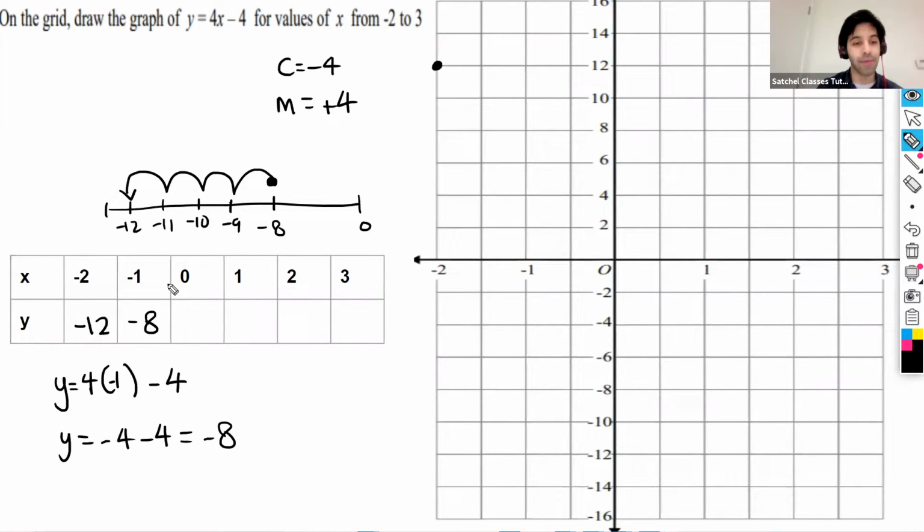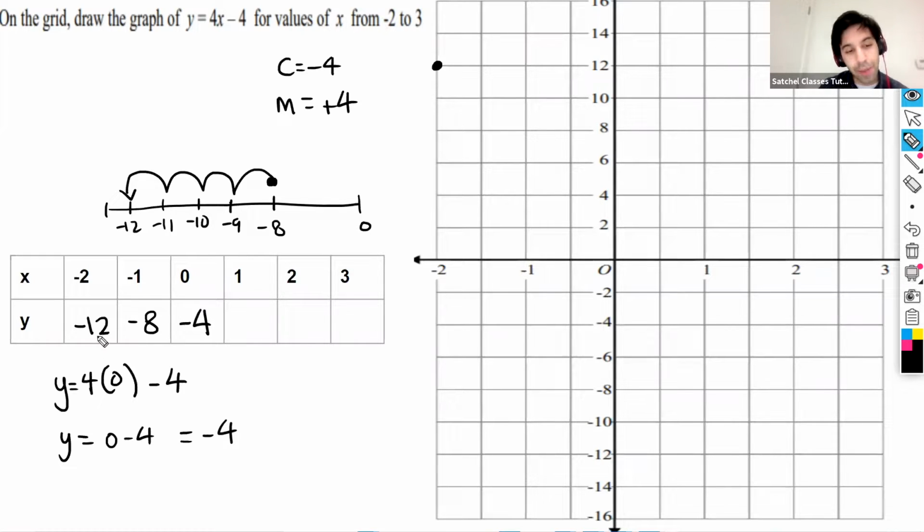Now I need to do the same for the value of 0. So when x is 0, what's going to happen? Well, when x is 0, 4 times 0 is 0. 0 minus 4 is minus 4. So that's going to be 0 minus 4, which will simply be minus 4. So my next y value, or y coordinate, is going to be minus 4.